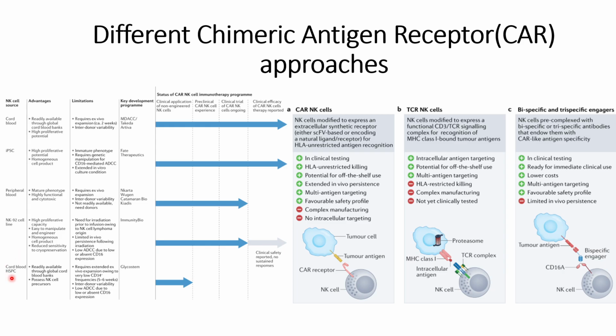The last category mentioned here is cord blood. This is also based on stem cells, that is HSPC. It is readily available and possesses NK cell precursors. It has the potential to differentiate towards NK cells. It also requires ex vivo expansion and has very low CD34 positives. And it is at the clinical stage for non-engineered CAR cells.